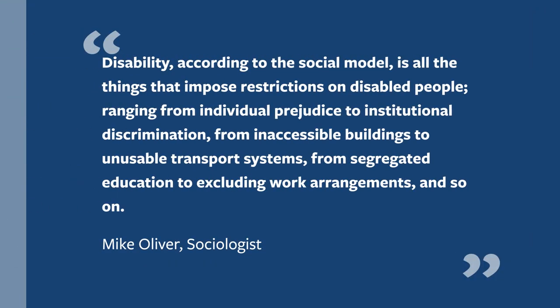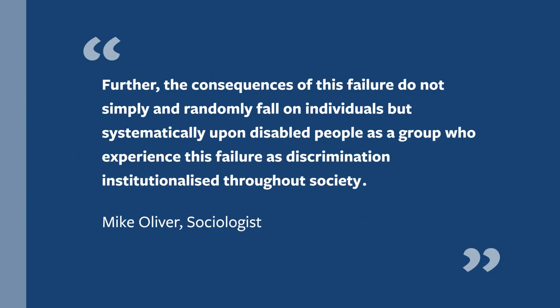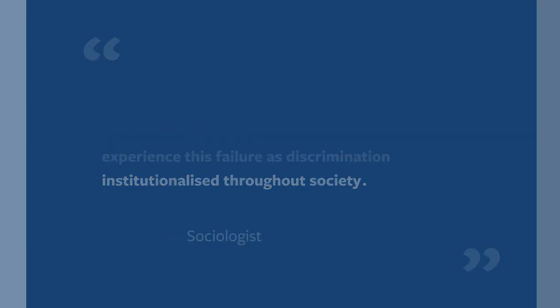In the words of Mike Oliver, disability, according to the social model, is all the things that impose restrictions on disabled people, ranging from individual prejudice to institutional discrimination, from inaccessible buildings to unusable transport systems, from segregated education to excluding work arrangements, and so on. Further, the consequences of this failure do not simply and randomly fall on individuals, but systematically upon disabled people as a group who experience this failure as discrimination institutionalized throughout society.